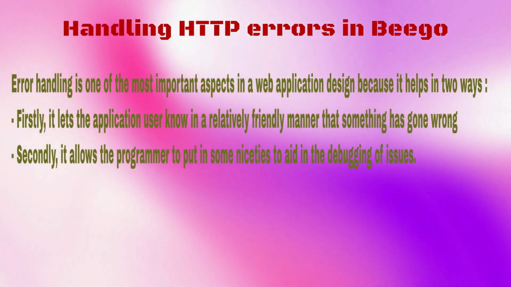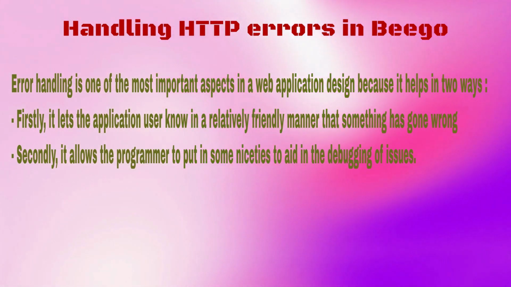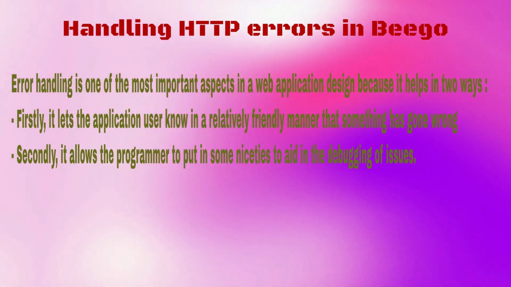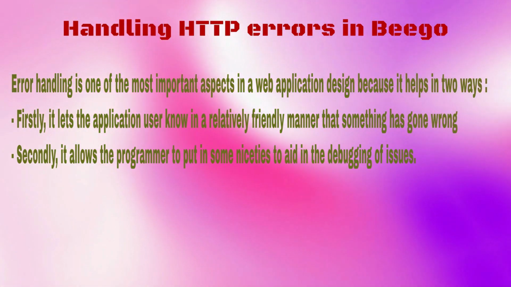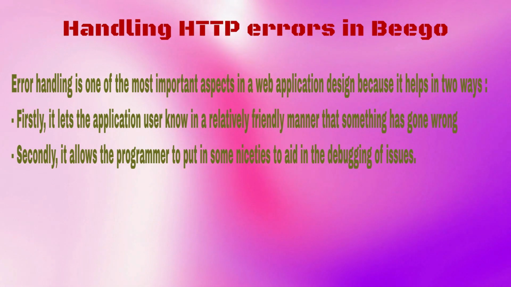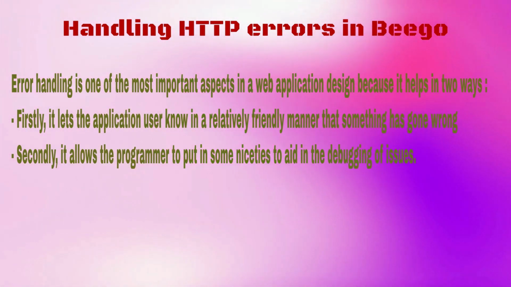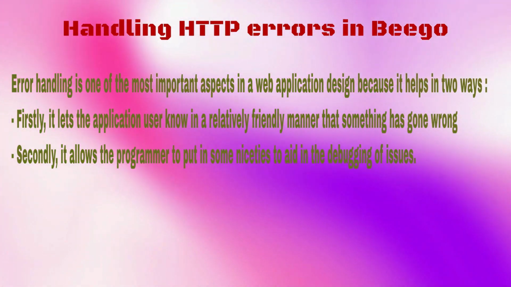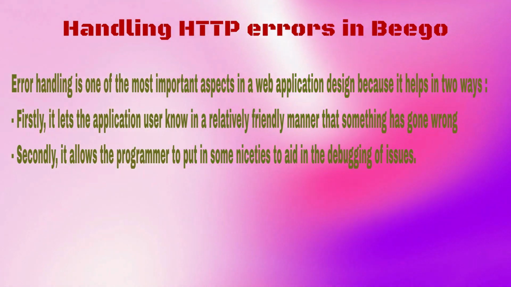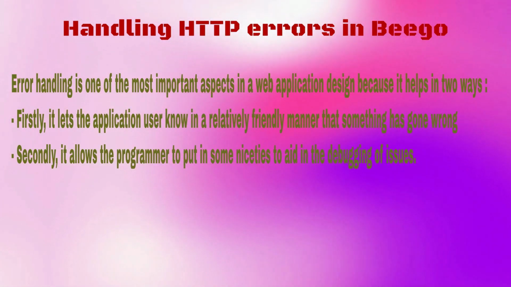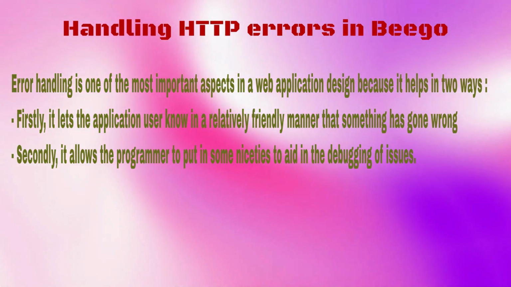Error handling is one of the most important aspects in a web application design because it helps in 2 ways. Firstly, it lets the application user know in a relatively friendly manner that something has gone wrong, and they should contact the technical support department or someone from tech support should be notified. Secondly, it allows the programmer to put in some niceties to aid in the debugging of issues. In this section, we will learn how we can implement error handling in Beego.